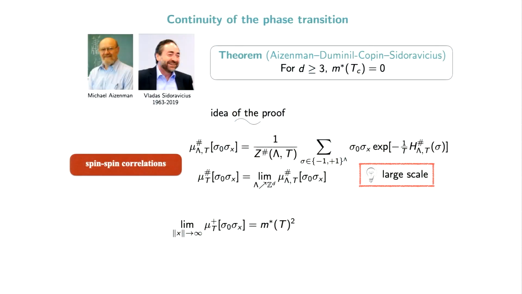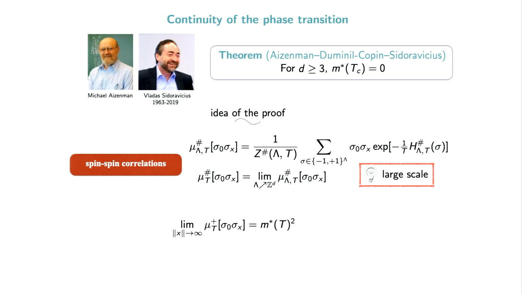In fact, I defined the spontaneous magnetization as a space average, but by ergodicity and translation invariance, it's the same as the point average. So the average of sigma 0 or the average of sigma x alone is just the spontaneous magnetization. So it's natural to expect that the spin-spin correlation is going to converge to the spontaneous magnetization squared. And that's what happens.